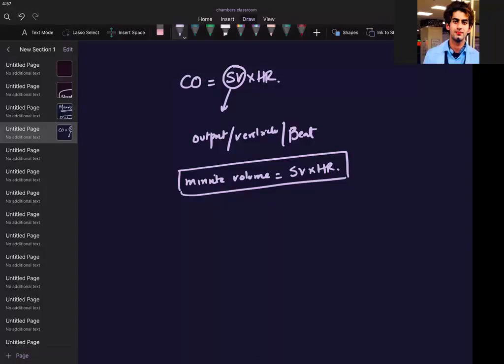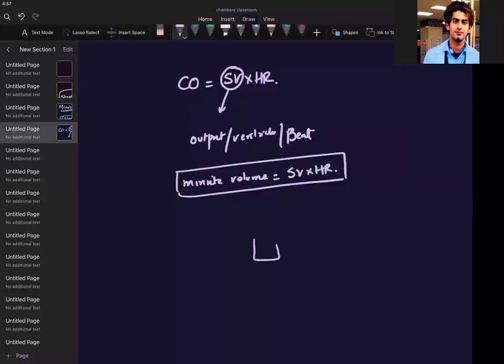Now you had a question last time, sir: what is the amount of blood being pumped by the right ventricle, and what is the amount of blood being pumped by the left ventricle? The right ventricle is equal to the left ventricle in blood pumping. So the same volume of blood is being pushed out from the heart.